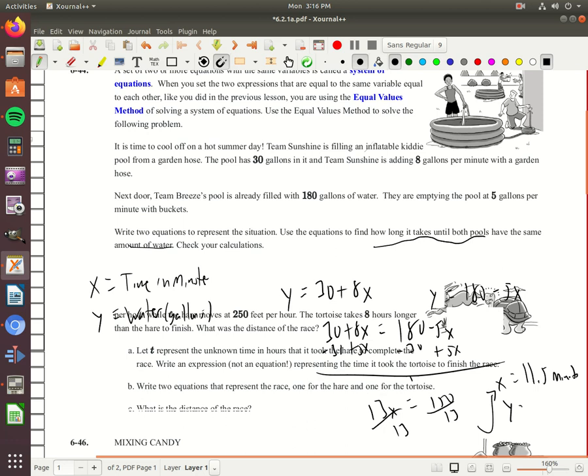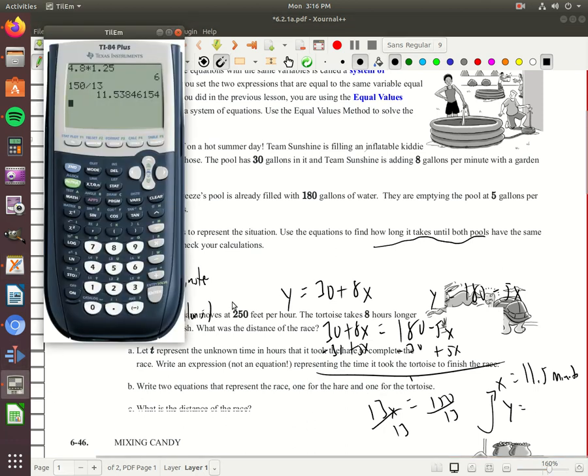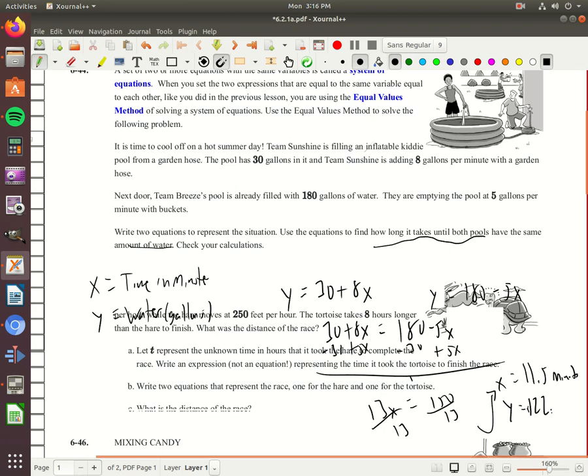And now I'll use a calculator to plug those into both equations. So 11.53 times 8 plus 30, I'm getting about 122.2 gallons. Again, this isn't exact.